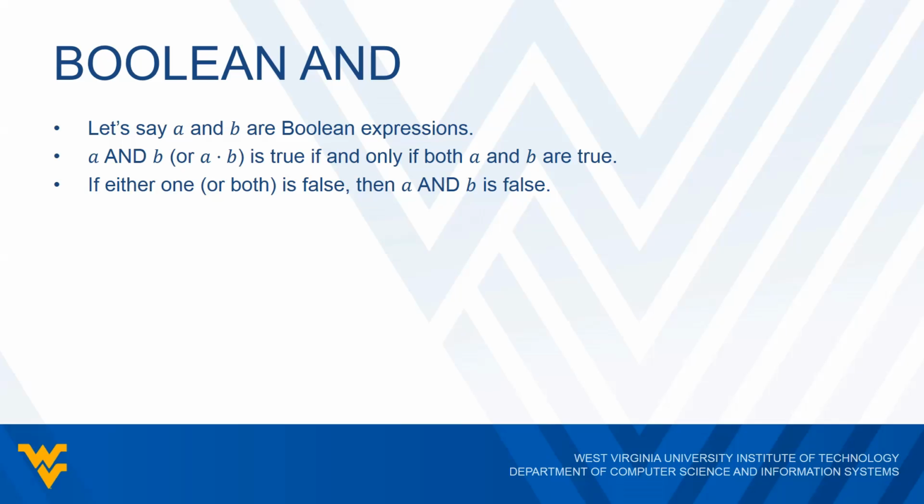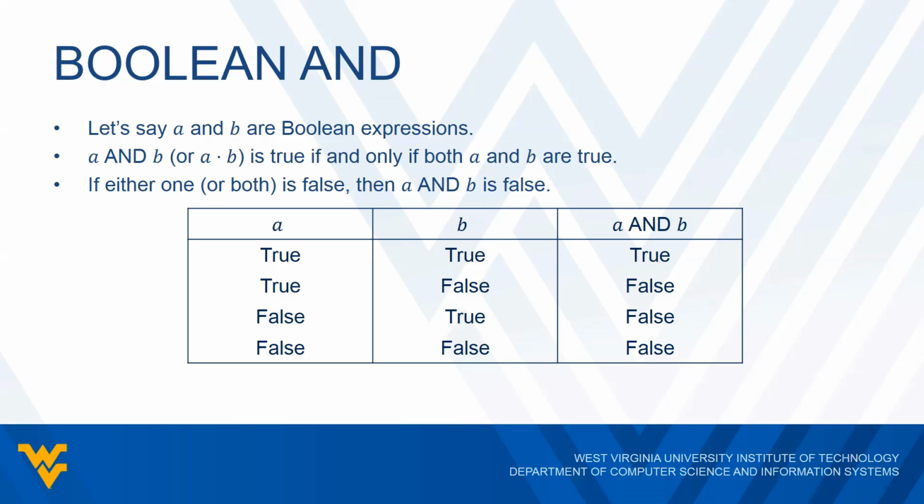Now, a way that we can illustrate this is we can use what's called a truth table. And what this table does is we look at all of the true-false combinations for our Boolean expressions, and then we can see what the AND operation would evaluate to. So in this case, for A and B, we have four different combinations. We have that A is true, B is true, A is true, B is false, A is false, B is true, and A is false and B is false. So these are all the possible ways that we can have true and false for A and B.